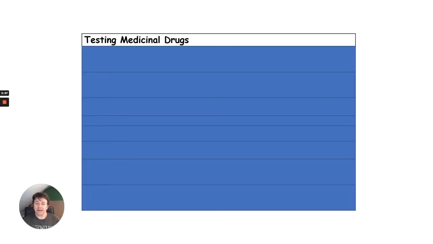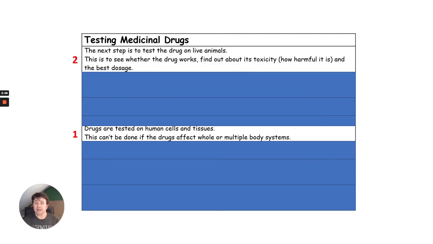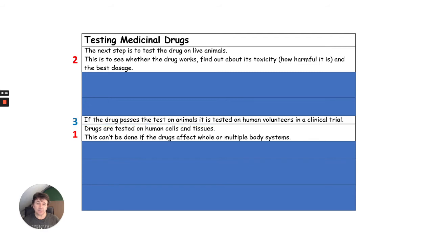Okay, so let's look at the answers. So firstly, drugs are tested on human cells and tissues. This can't be done if the drug affects the whole or multiple body systems. Secondly, the next step is to test the drug on live animals. This is to see whether the drug works, find out about its toxicity and work out the dosage.